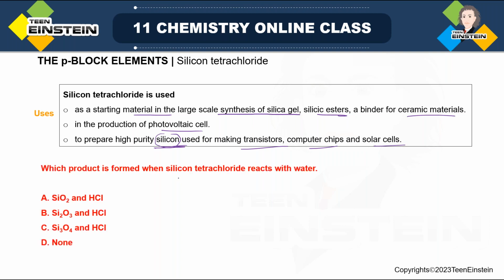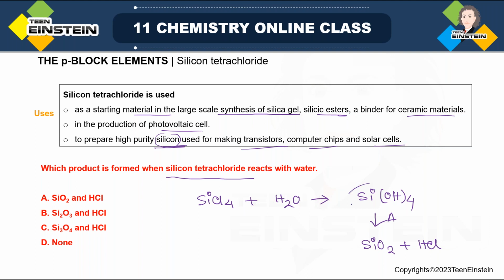Here we have a question related to SiCl4. Which product is formed when silicon tetrachloride reacts with water? Remember, it is very easy to remember. It is simply replacement of all the Cl with OH. If you do so, you get Si(OH)4 first. But if we further heat it, there is loss of water, and ultimately we get SiO2 along with HCl.